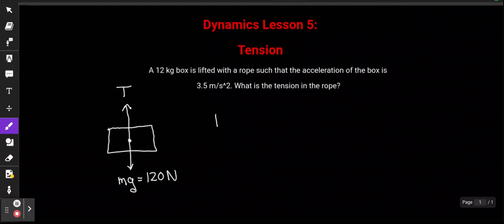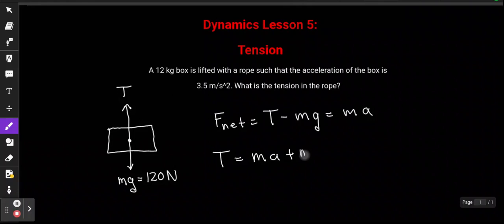However, we do know that our F net equation, which is T minus mg, is equal to ma, and we have acceleration. So isolating T, T is equal to mass times acceleration plus mass times the acceleration of gravity. So putting these all in, we have 120 newtons plus 12 kilograms times 3.5 gives us a tension of 162 newtons.